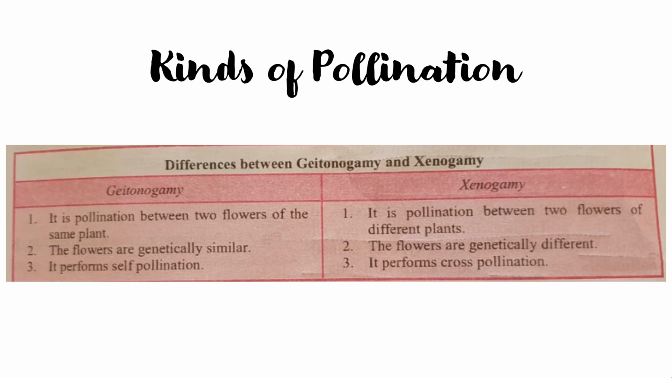And in xenogamy, there is transfer of pollen grains from the anther to the stigma of a different plant. This is the only type of pollination which brings genetically different types of pollen grains to the stigma. So in xenogamy, genetically different pollen and variations are present, and this leads to evolution. This is the main type of cross-pollination.